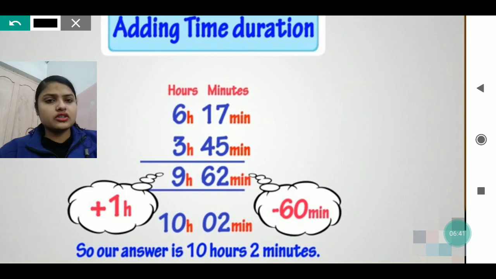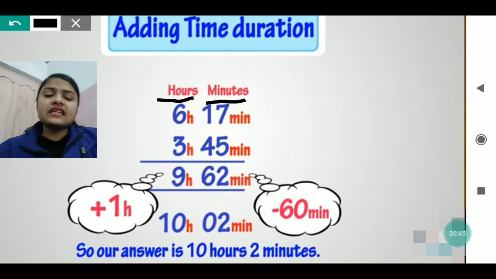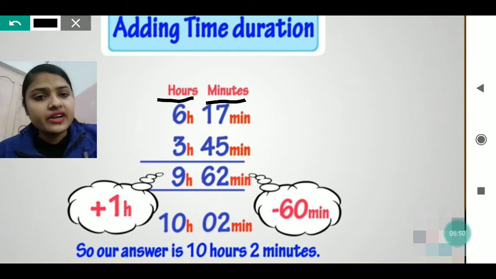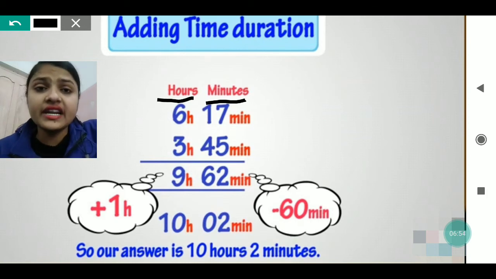Similarly, this question is also there. I have arranged the numbers first in the hour and the minute. 6 I have written in the hour column, 17 I have written in the minute column, 3 I have written in the hour column, and 45 I have written in the minute column. Then after I have started adding.